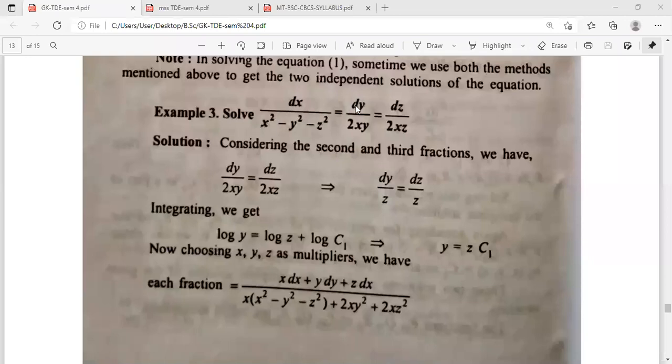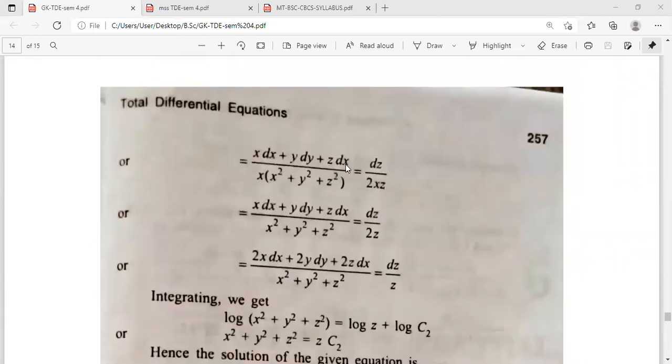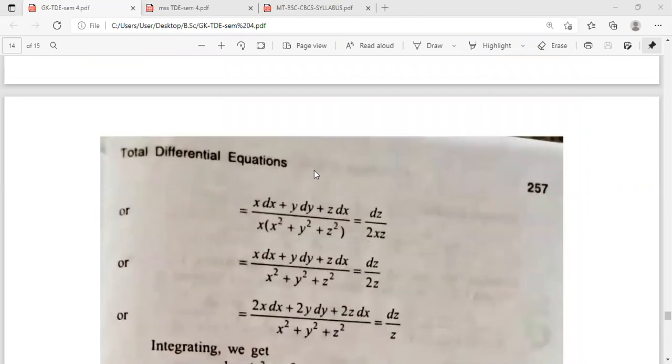Plus y dy means you have to multiply plus y into 2xy, plus z dz into 2xz, into z you have to write. Okay. Now after simplification, each bracket is equal to x into... on simplification you are getting this.